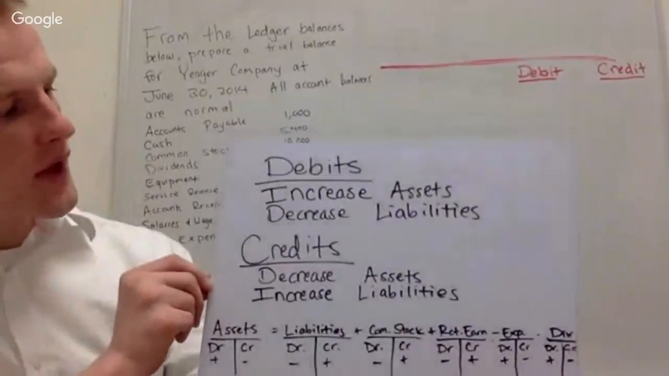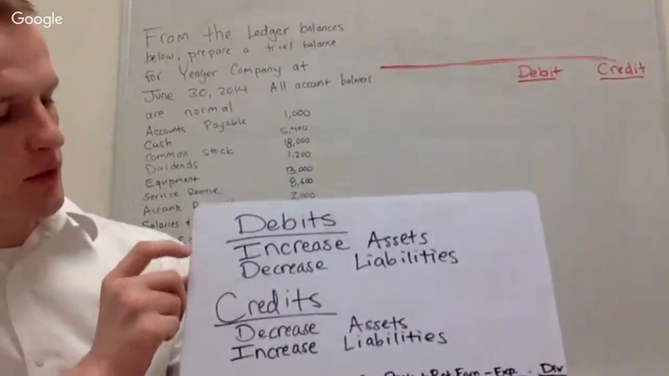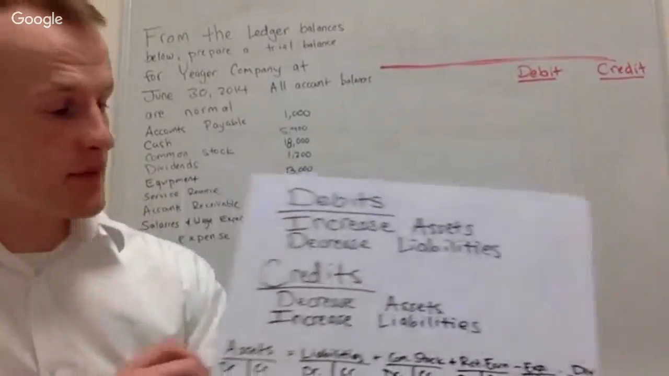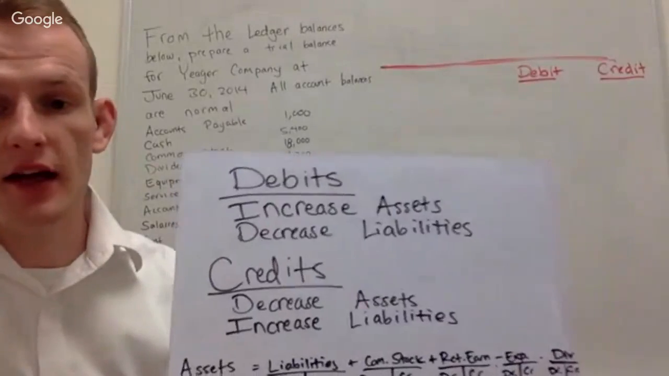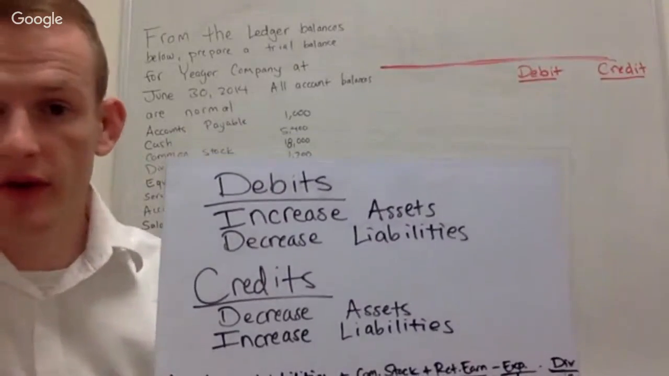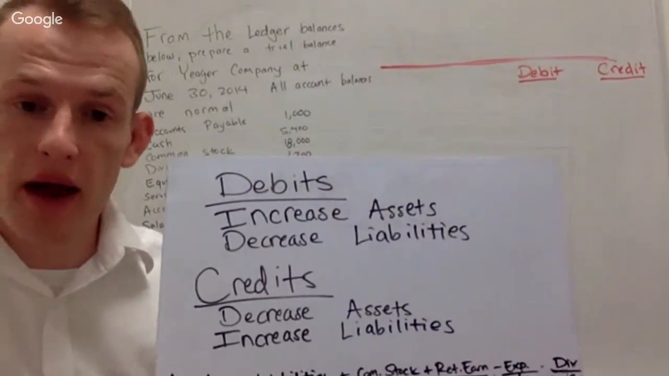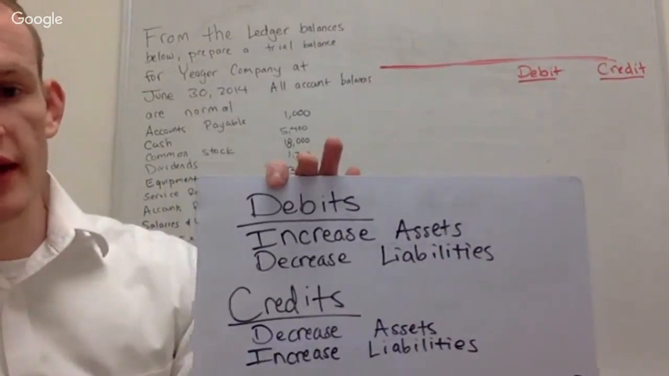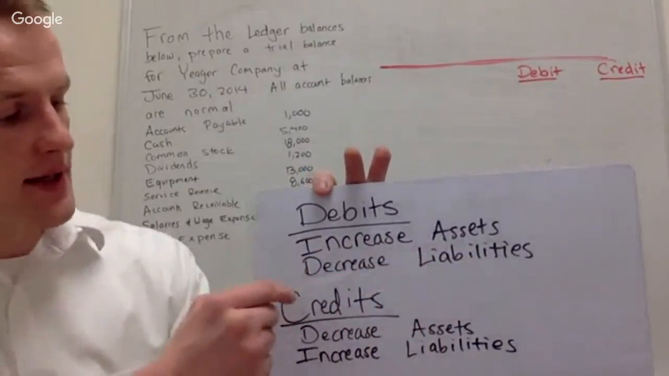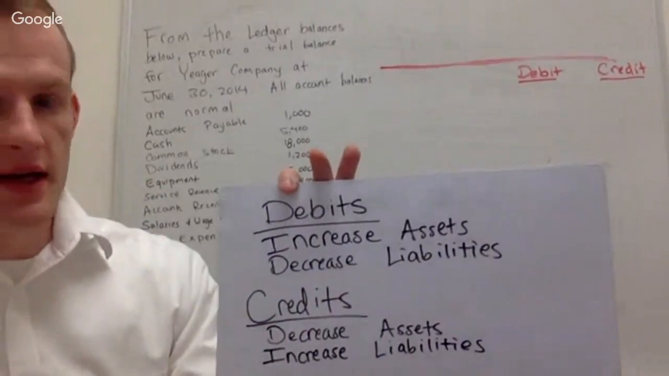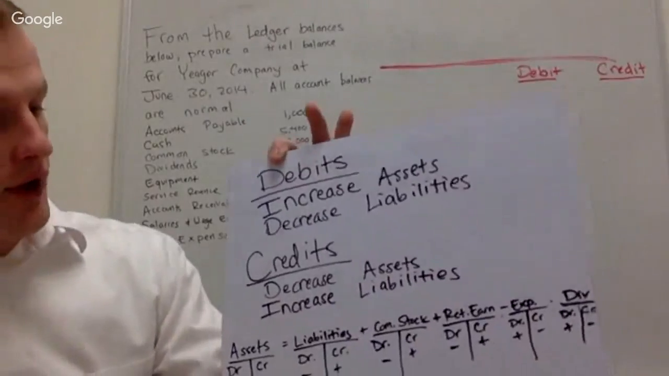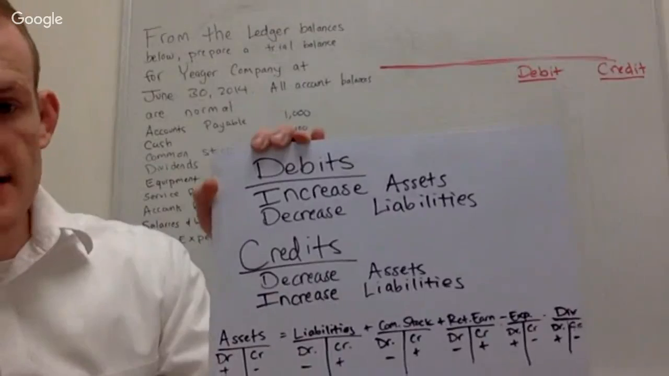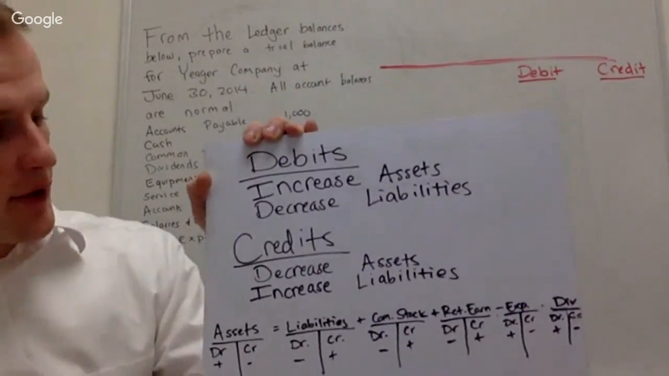The first set of rules is from the textbook. It gives us a guideline for determining whether an account balance belongs in the debit or the credit section. Debits increase assets or decrease liabilities, and the reverse is true for credits. So our credits will decrease our assets and increase our liabilities.